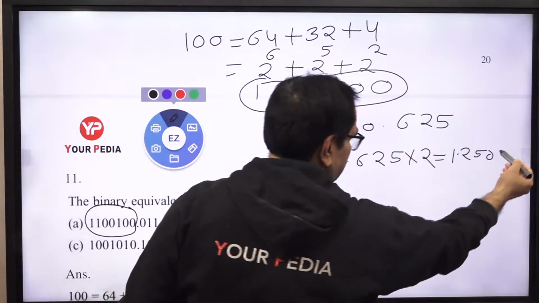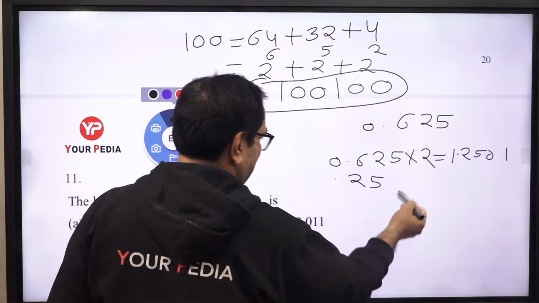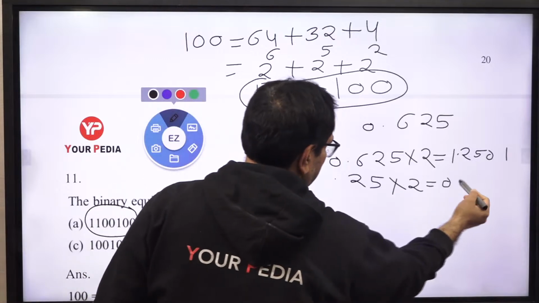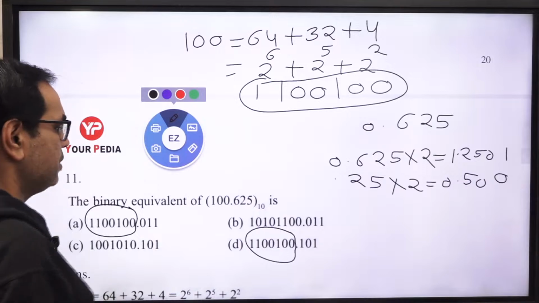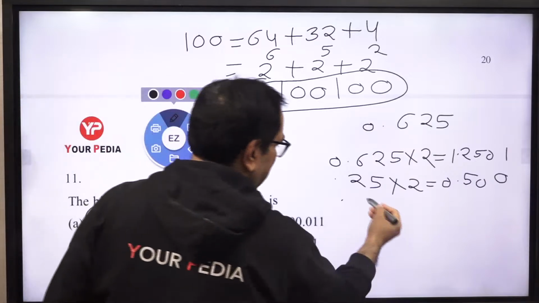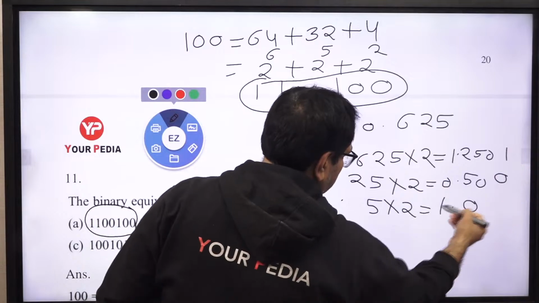1. Integer 1 is generated, so write it here. Now the fractional part is 0.25 times 2, so 0.50. So the integer generated is 0. Okay, and then 0.5 is the fraction times 2, so 1.0. So the integer generated is 1.